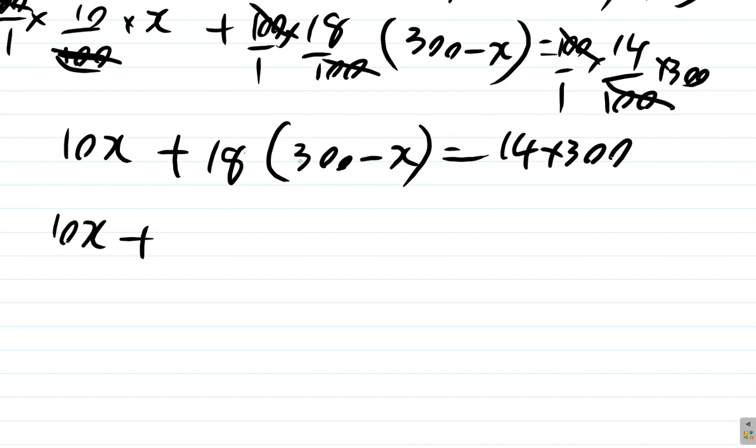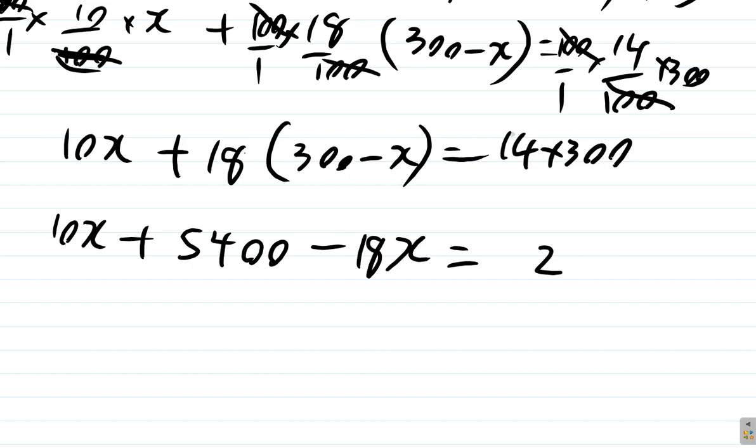10x plus 18 times 300. 3 times 8 is 24, bring down the 4, carry 2, 3 times 1 is 3, and 2 is 5. So it's 54, I'll add the 2 zeros. So it's 5400 plus 18 times negative x, so it's minus 18x, equals 14 times 300, which is what? 3 times 4 is 12, bring down the 2, carry 1, 3 times 1 is 3 and 1 is 4. We add the 2 zeros.